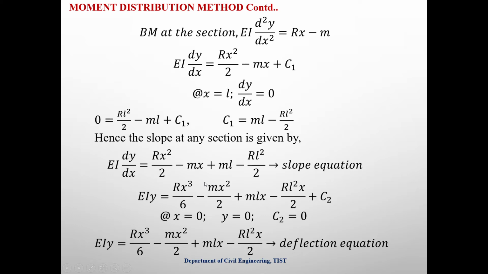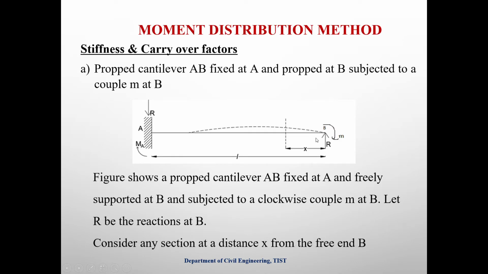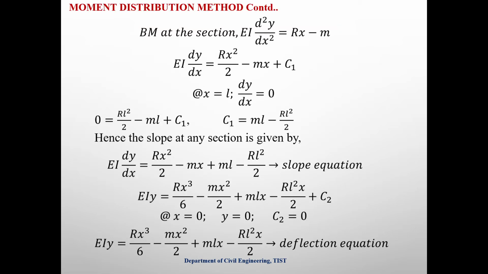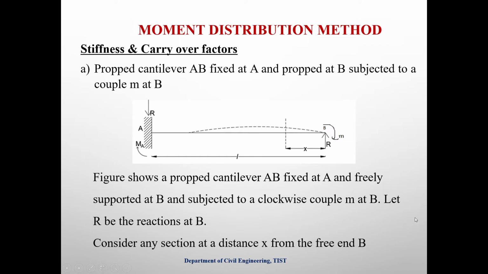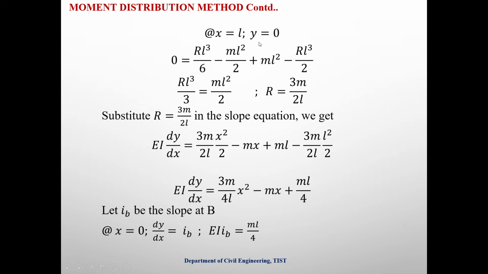Integrating again, we will get the deflection equation. The value of C2 can be found out by using the boundary condition. At x is equal to 0, that means at the point B, y is equal to 0. Substituting this, we will get C2 is equal to 0. Substitute the value of C2 here to get the deflection equation. Consider the other boundary condition, that means at x is equal to L, at the point A, y also is equal to 0. Substitute that boundary condition, then we will get R is equal to 3M by 2L.